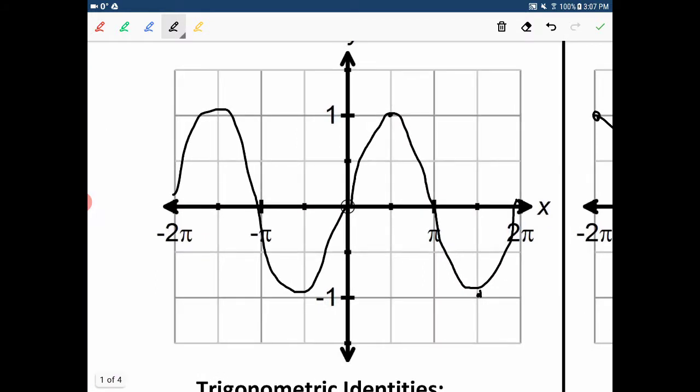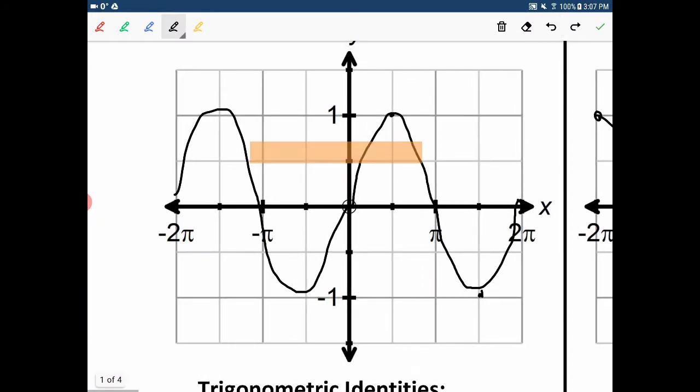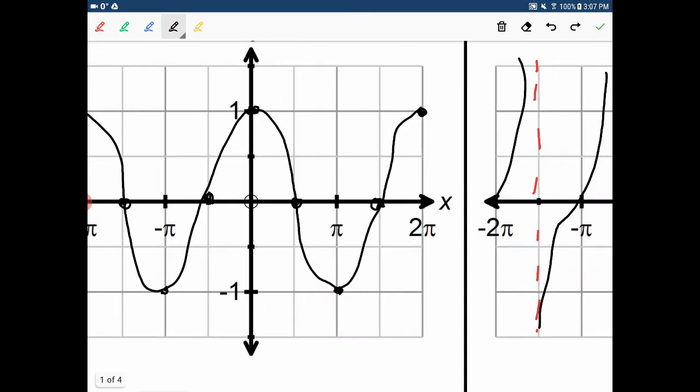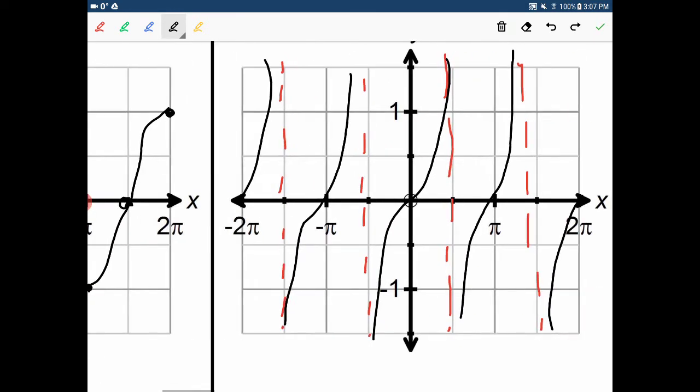So there's our sine graph. Cosine graph. Very well drawn, you can see. I have a very steady hand. Some say I should have been a surgeon. Anyway, and finally our tan graph, where I've got our asymptotes there.